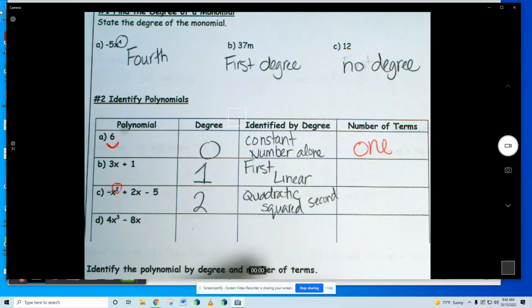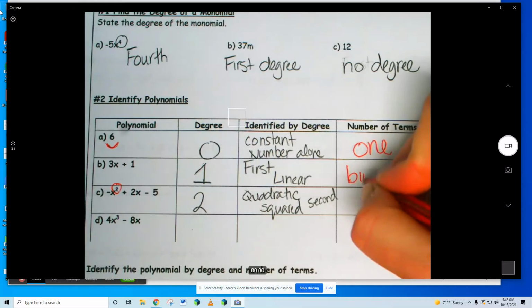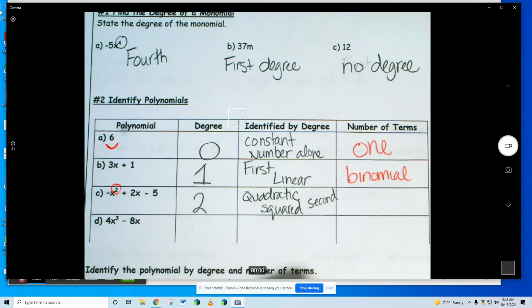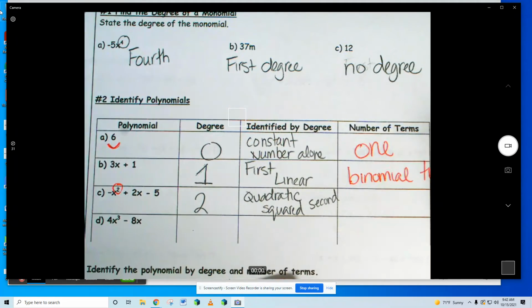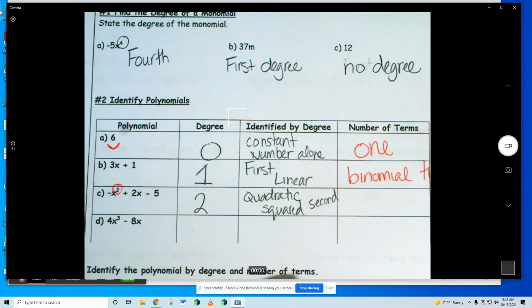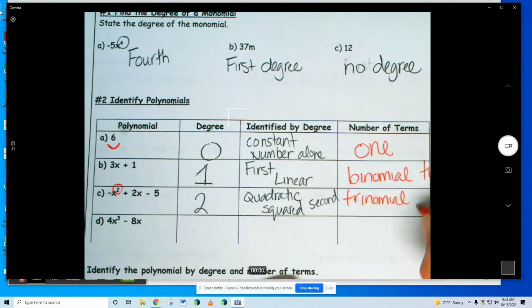Oh, I never did number of terms. On B, how many terms? Shane, you know this one. 2. Binomial. 2. C has 3 terms. What do I call that? 3. 1, 2, 3. Trinomial. 3.